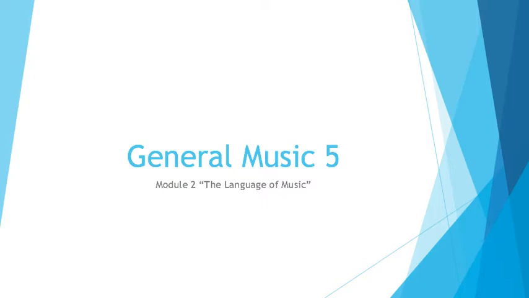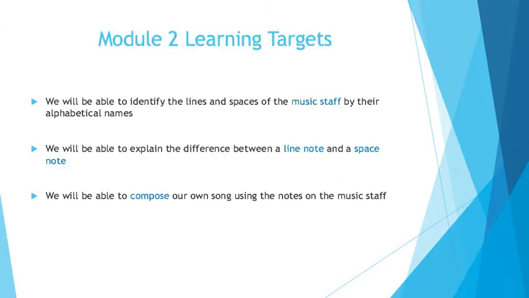Hi everyone, this is Module 2 for our general music class called The Language of Music. In the previous module, you learned about reading different kinds of rhythms and how to count them and how to write them. So this module is getting us one step closer to our third module, which is going to be when we actually get our recorders and start making music. But in order to do that, we have to learn how to read music, which is what this module is all about, the language of music.